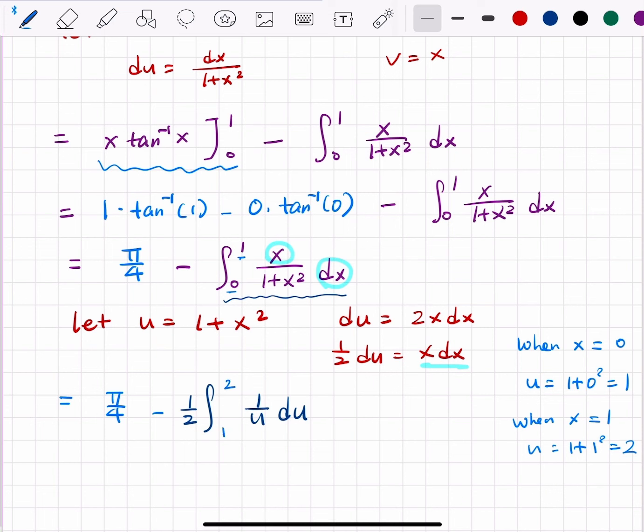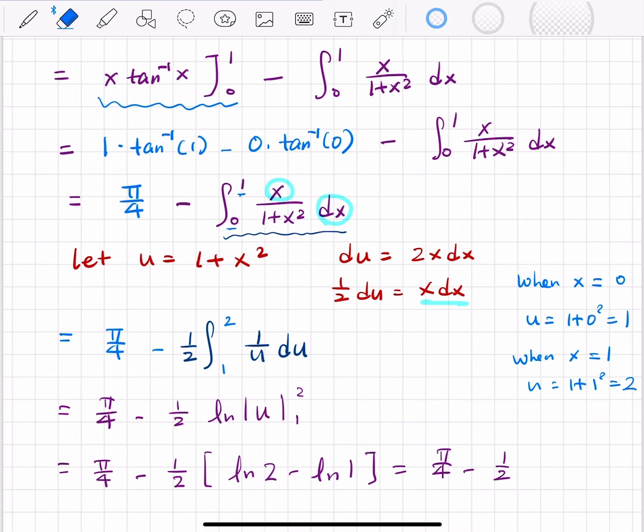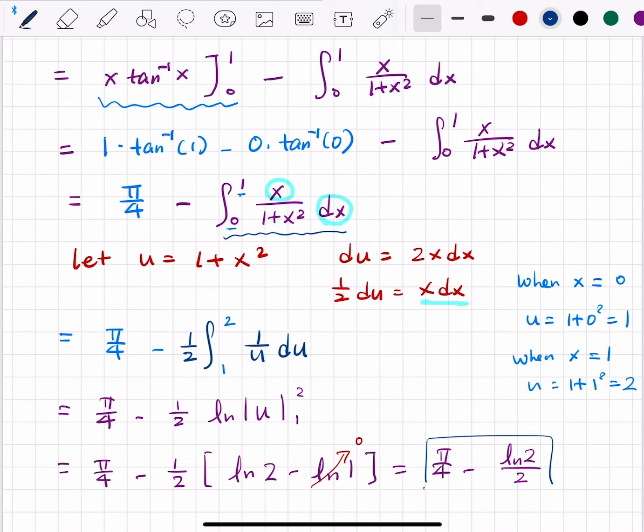Now we know that the integral of 1 over u is ln of u, evaluated from 1 to 2. Then it's going to be ln of 2 minus ln of 1, where ln of 1 is 0. So we ended up with pi over 4 minus 1/2 ln of 2, or pi over 4 minus ln of 2 over 2. And that is our final answer for this definite integral evaluation.